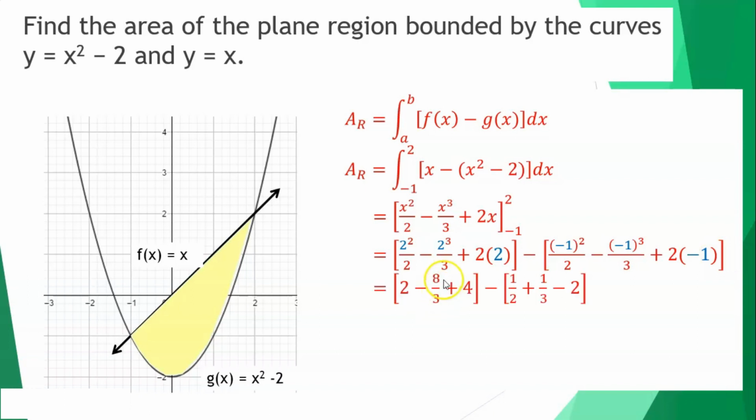So simplifying this, we will get this one. So 2, this is 4 over 2, that's 2. So 8 over 3, then plus 4. So minus, this is 1/2. This is negative 3. So times negative, so that's plus 1/3. Then minus 2. So simplifying further, we will have 10/3 plus 7/6, or that's approximately 9 over 2 square units, or that's 4.5 square units.